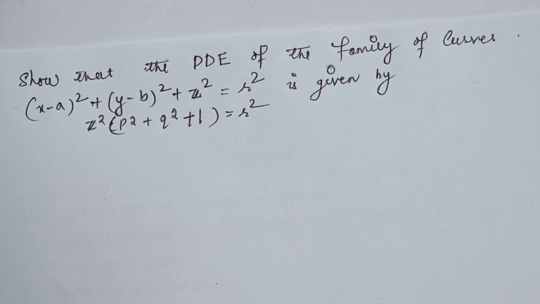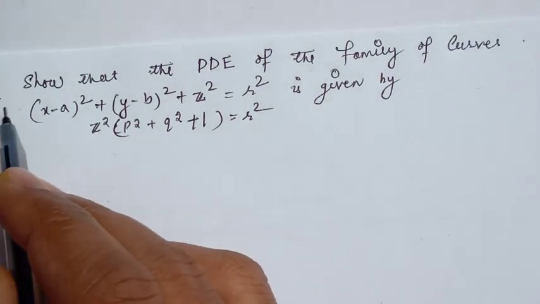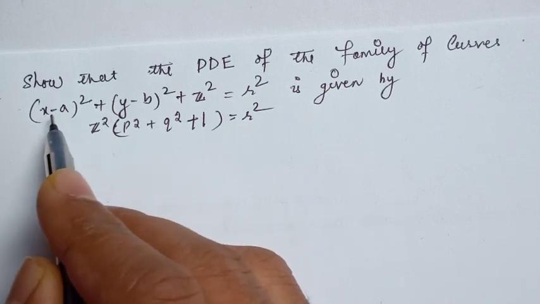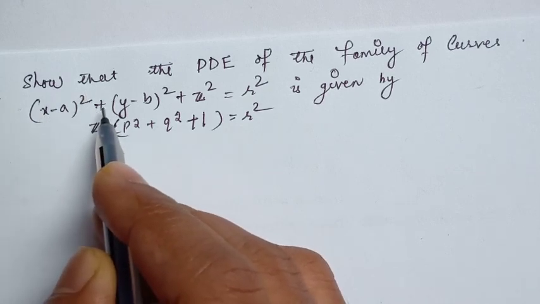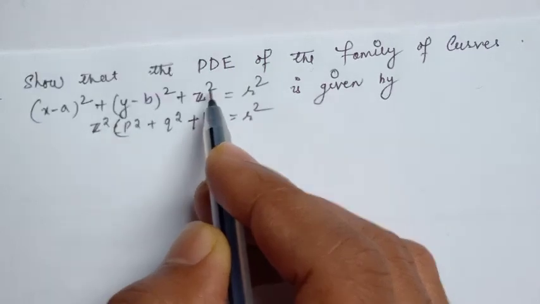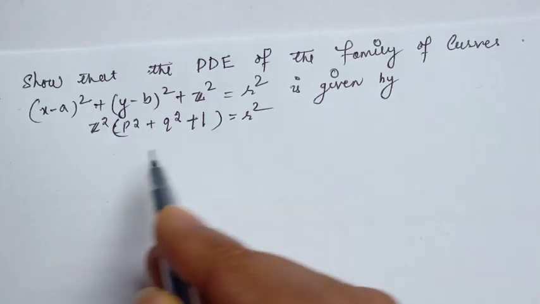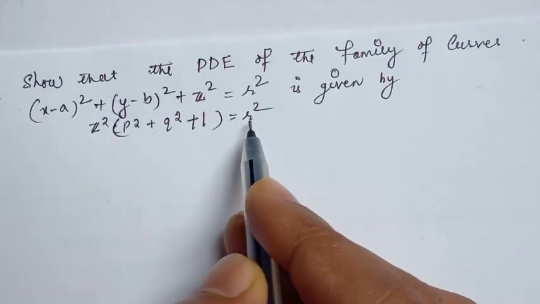In the previous video lecture we discussed first order linear differential equations, and we also discussed one numerical related to this. Now discussing question number 2. The question is (x − a)² + (y − b)² + z² = r², given in this form.